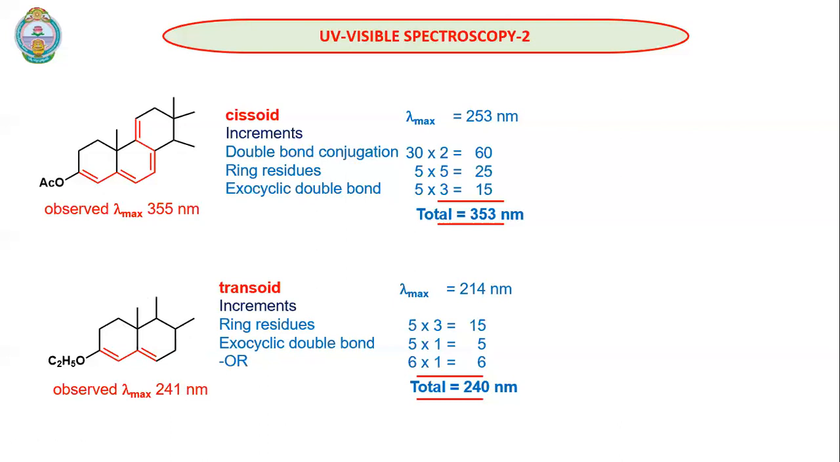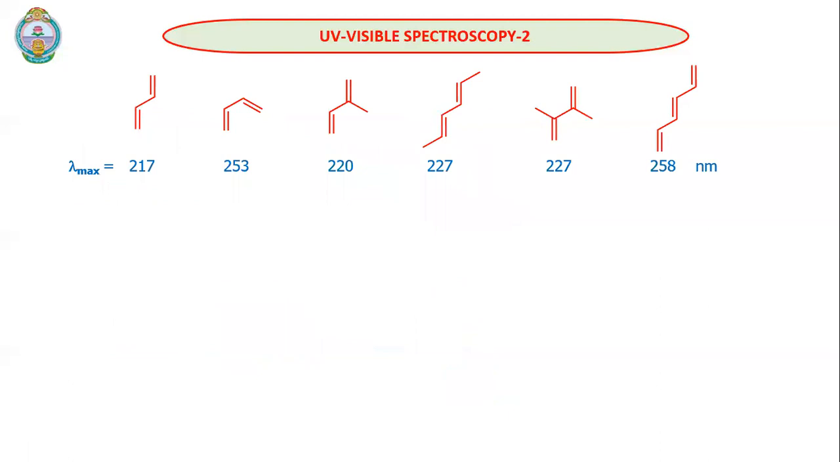In acyclic systems, the parent value is 270 nanometers. Whatever we have discussed so far is for cyclic systems. For acyclic systems, the parent value is 270 nanometers, and all the increments will be the same as for cyclic systems. Of course, an s-trans diene will get 270 nanometers. S-cis will give you 253.